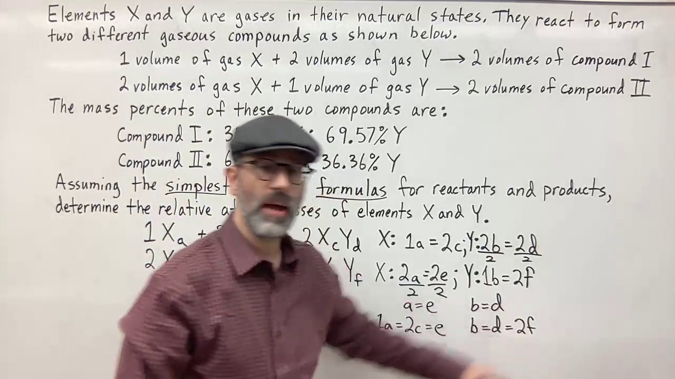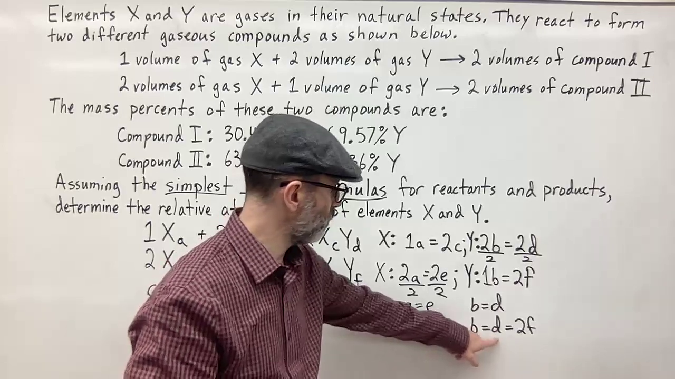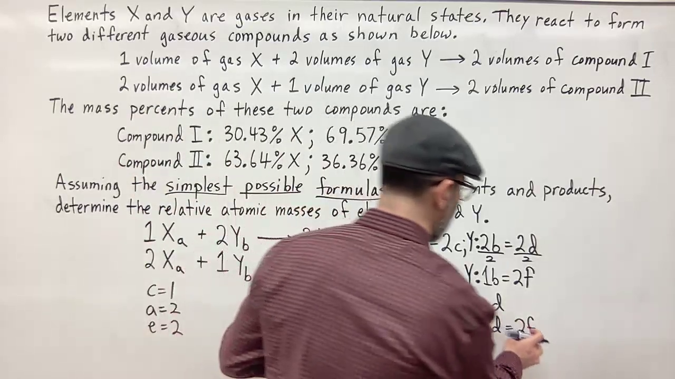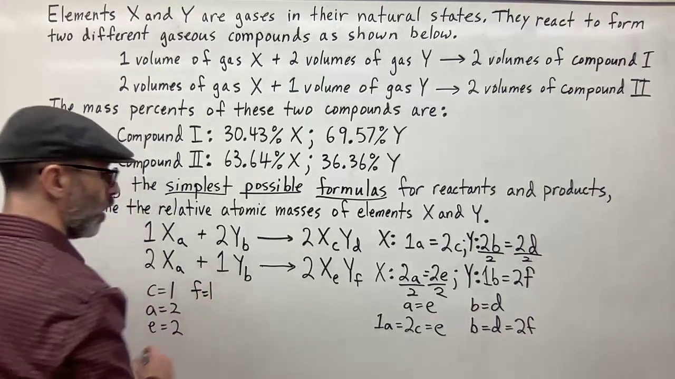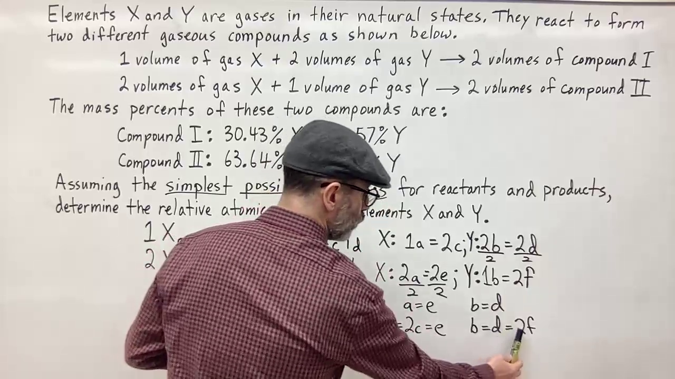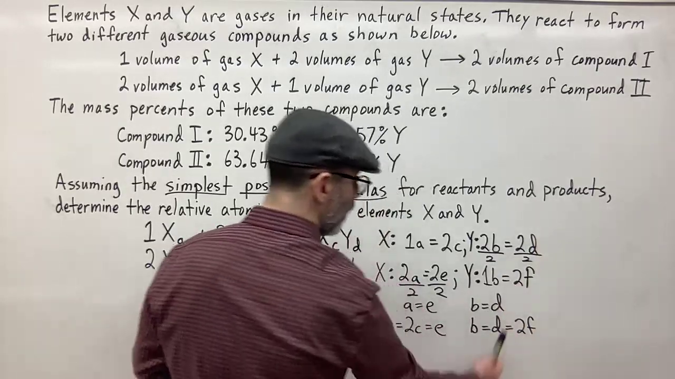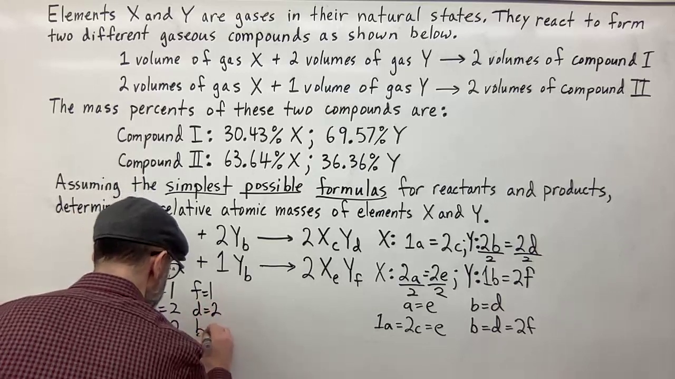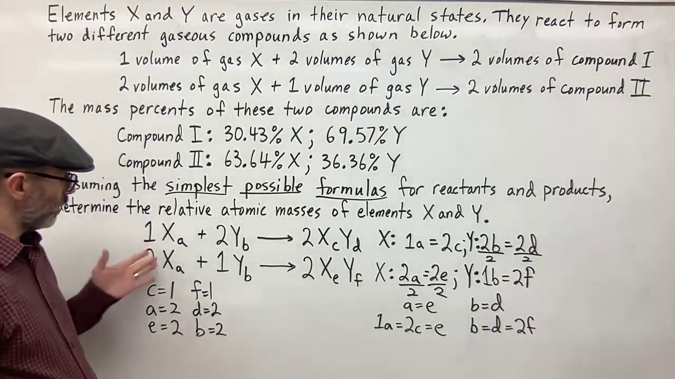And so I do the same thing here. One of these I'm going to make equal to 1. I'm not going to do that for D or B, because if I solve for F, I'm going to get 1/2. I don't want a fraction for a subscript. So I'm going to make F equal to 1. When F is equal to 1, that means D is equal to 2 times F, which is 2 times 1, and that's 2. So D is equal to 2, and then B is equal to 2. So now I have the subscripts of my formulas.